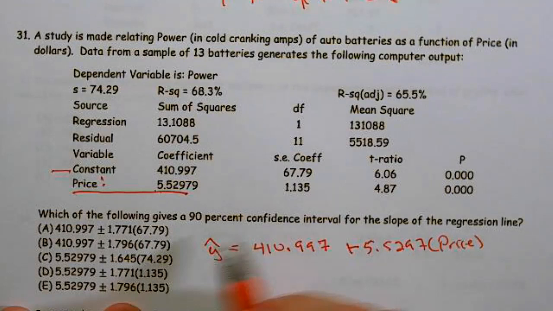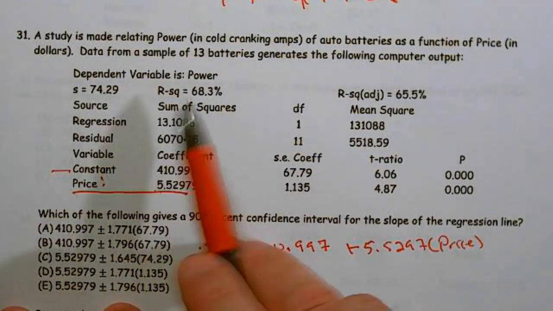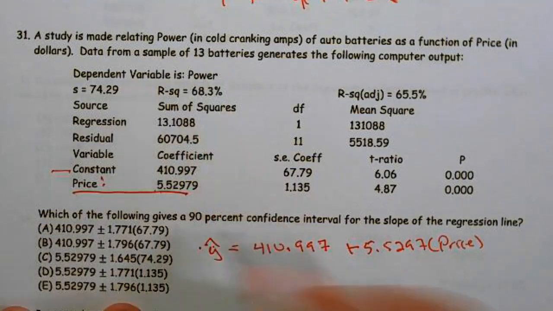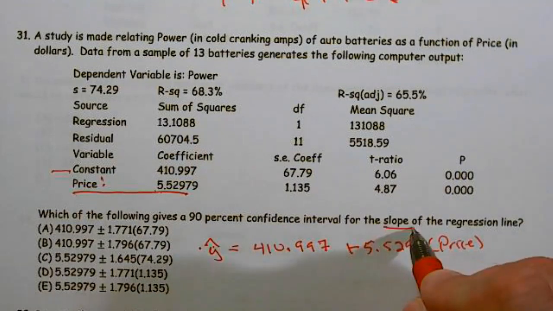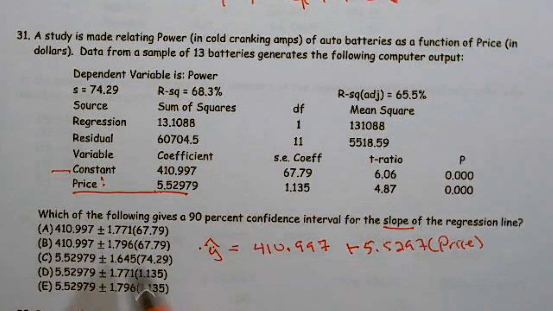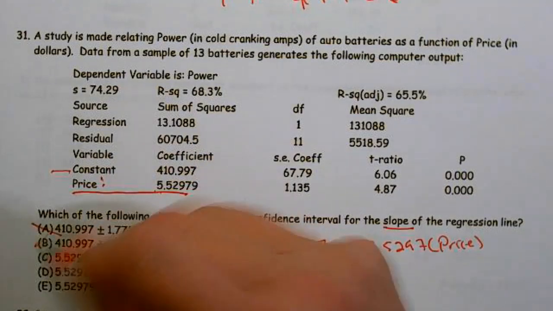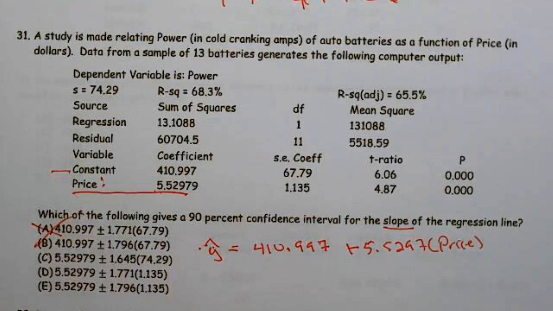All right. And by the way, instead of putting y hat, I could have said power and written power there. But that's not what it asks for. It asks for the 90% confidence interval for the slope. Well, we've identified the slope as 5.5297, so that gets rid of A and B because those are based on the y-intercept.